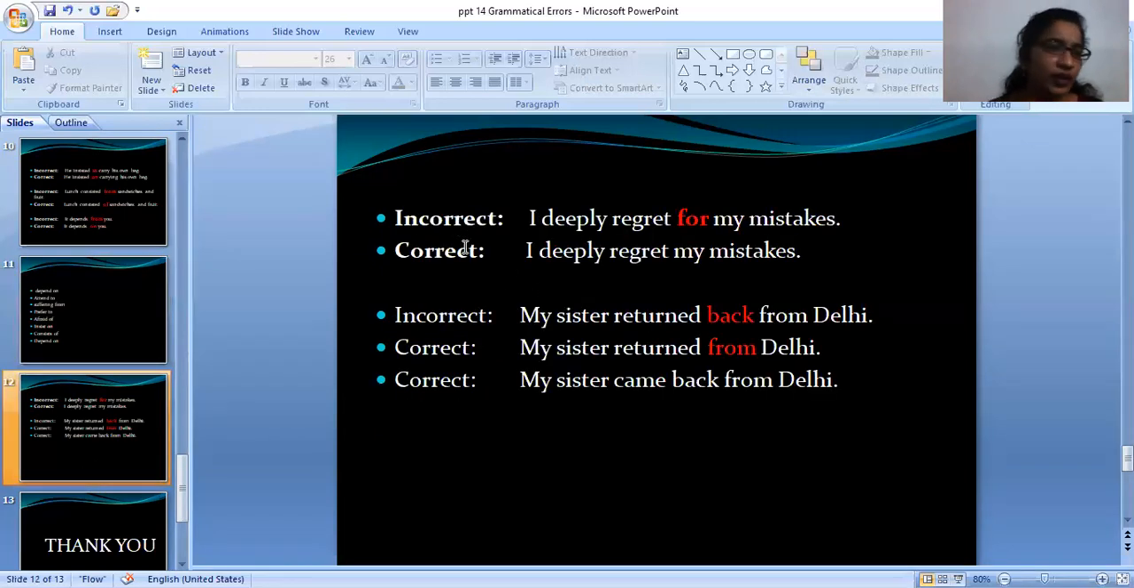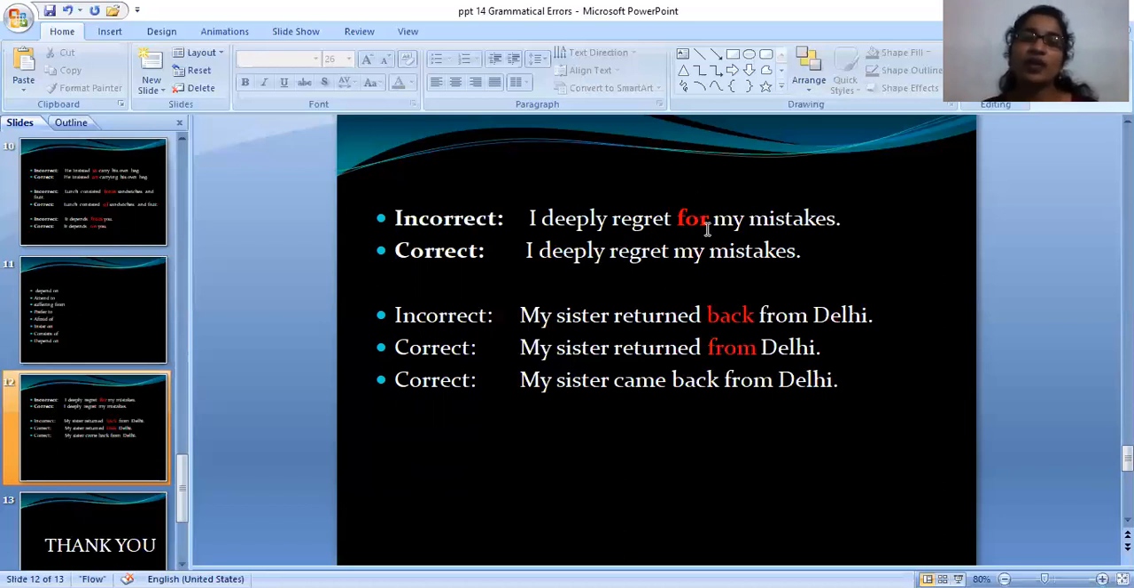Okay, so look at these examples here. I'm going to read out the sentence for you. I deeply regret for my mistake. Here you can see the preposition "for", but there are a few sentences where, when we use such verbs, using prepositions is not compulsory. You can manage without using a preposition also. You can say, I deeply regret my mistake.